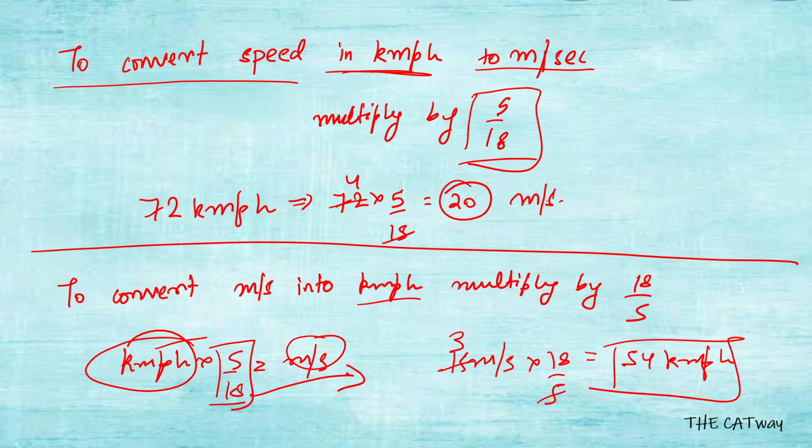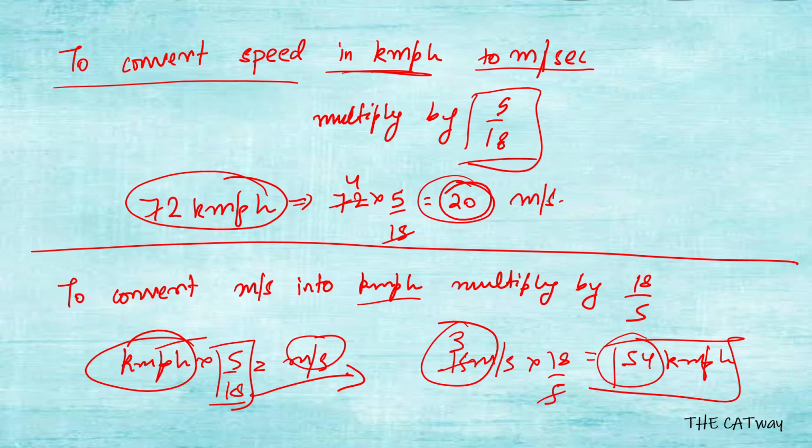Okay, as you can see, 72 kmph is equal to 20 meter per second, and 15 meter per second is numerically lower than 54 kilometer per hour. So if you get confused, then remember the numerical value of the same speed in kilometer per hour would be greater than this speed in meter per second.